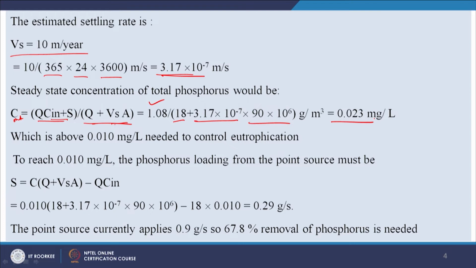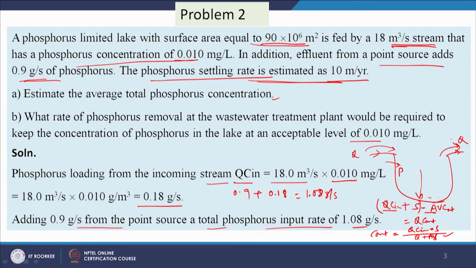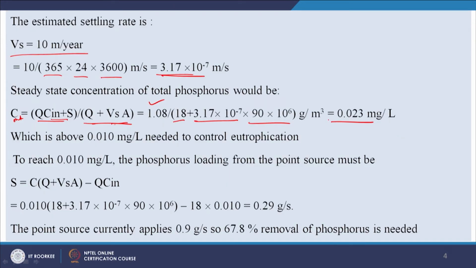Now, what is the permissible limit? That permissible limit is equal to 0.010, the acceptable limit 0.010 mg per liter as per the problem statement part B, but here we are having 0.023. So, it is more than that. That means the water which is going out from this lake requires treatment. Okay. So, this treatment is needed.